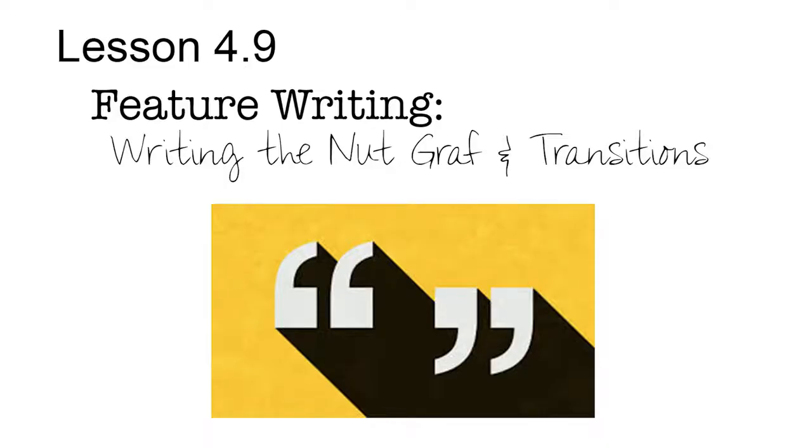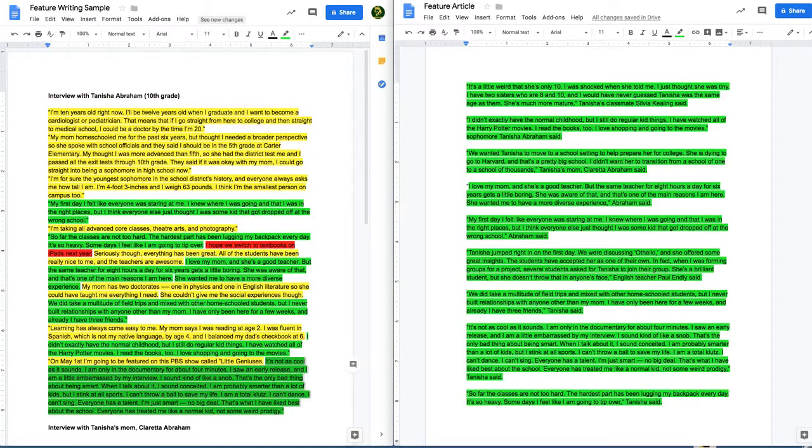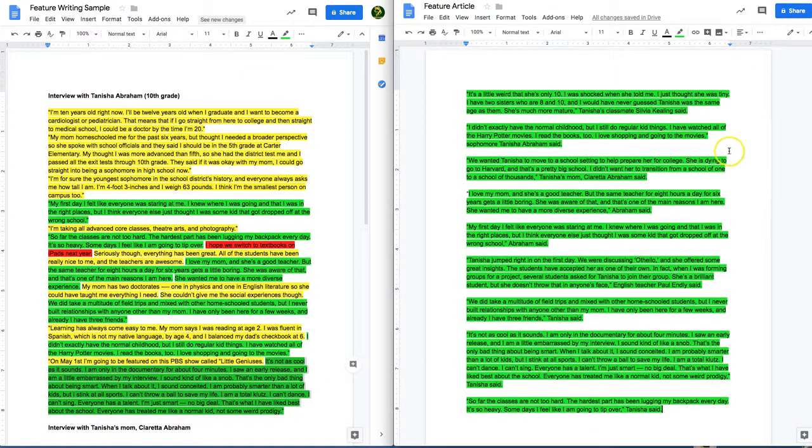Lesson 4.9, Feature Writing, Writing the Nut Graph and Transition. Okay, so we see that we already have both docs open. We want both of these, both our original interviews, you might need to pull stuff from there, and our planning doc where we have our actual article together.